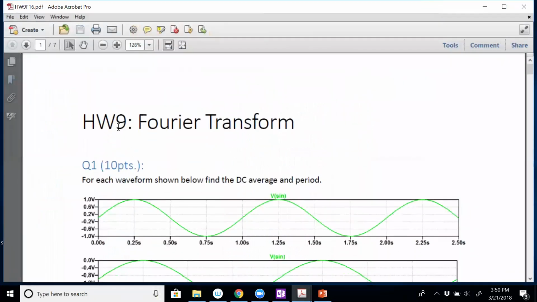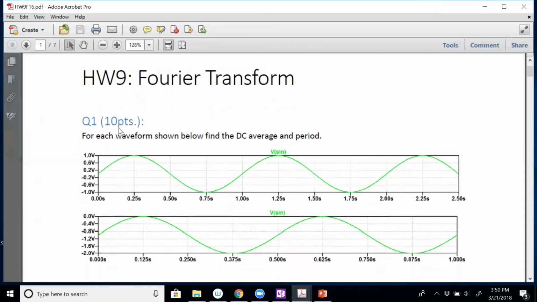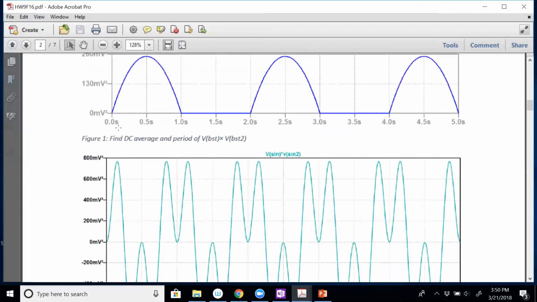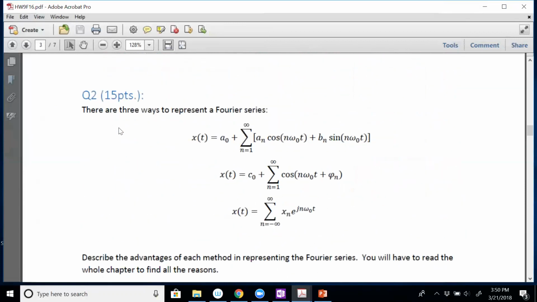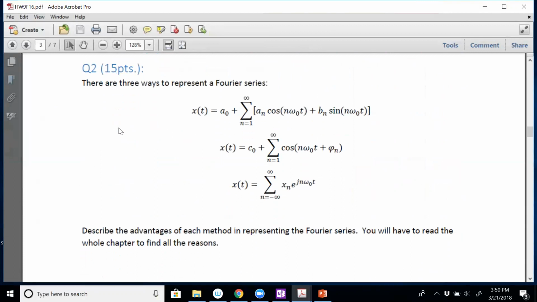So yeah, here's homework 9. Find the DC average and period. That's effectively finding omega naught and A naught, right? Then here's a higher level question. There are 3 ways to represent this. Just describe the benefits of each way. It's in the book. It's more of a researchy thing, right?